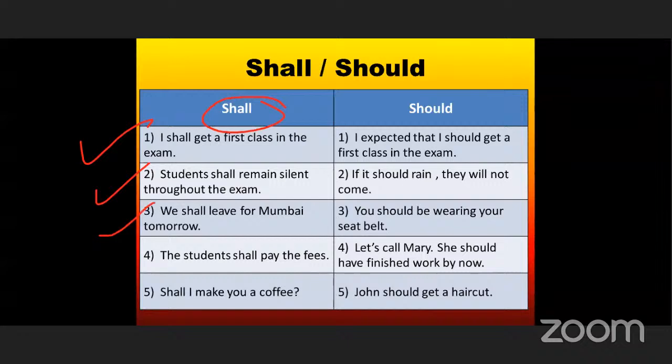Third example, see, we shall leave for Mumbai tomorrow. Now here a promise is given. One person is giving a promise to another person that yes, we shall leave for Mumbai tomorrow. We will go to Mumbai tomorrow. So a promise is given in this sentence. So at that time we have to use the modal auxiliary shall, that we shall leave for Mumbai tomorrow.